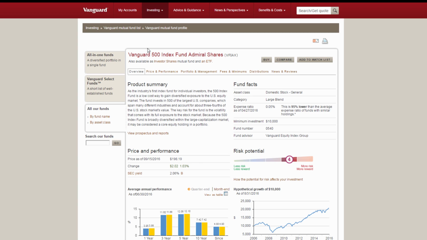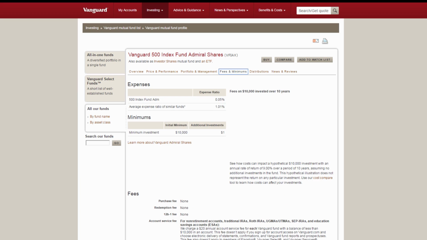So if I pull up the Vanguard 500 Index Fund, Admiral Shares is the top one. It covers the 500 top U.S. stocks, large cap. It gives you a little overview and all that. And what we're looking for is fees, because this lesson's on fees and expenses. So we're going to click on fees and minimums here. On other funds, it'll say expenses or fees. Either way, that's what you're looking for, expenses or fees.